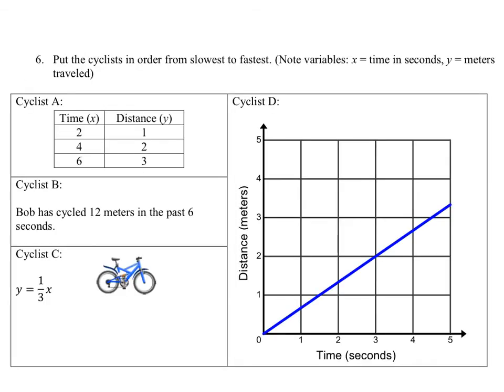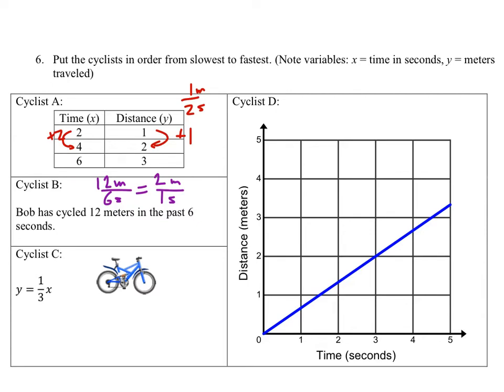Put the cyclists in order from slowest to fastest. So that means we're going to have to look at the meters per second, and just the speed of each of these. So for example, this guy increased his distance by 1 meter, but unfortunately it took 2 seconds. So this person's going 1 meter every 2 seconds. That is his rate of change. Cyclist B, it says cycle 12 meters in 6 seconds. That one right there is the reciprocal, 2 meters for 1 second. So we already see that cyclist B is much faster.